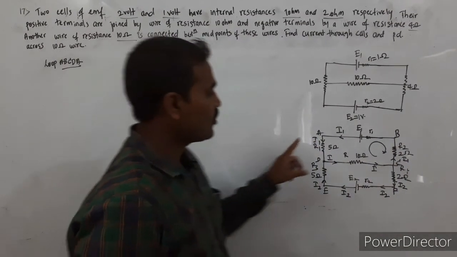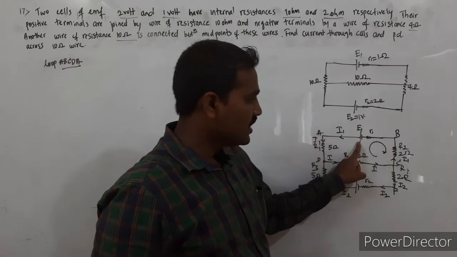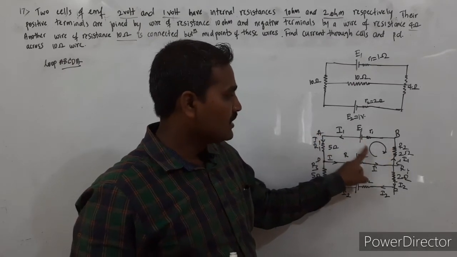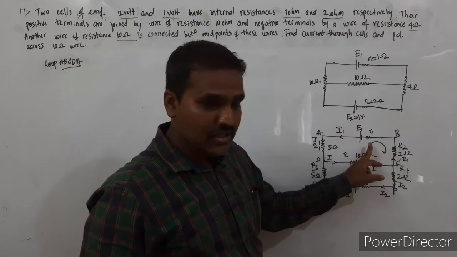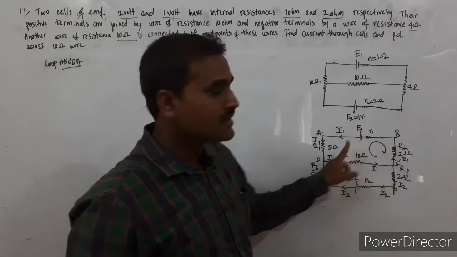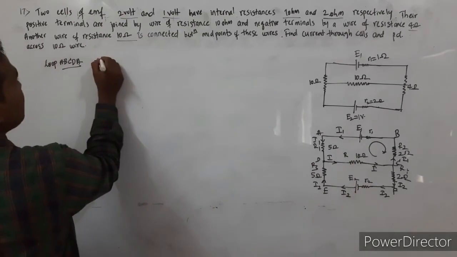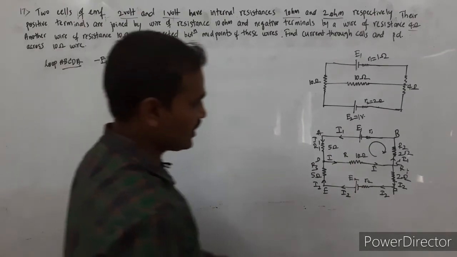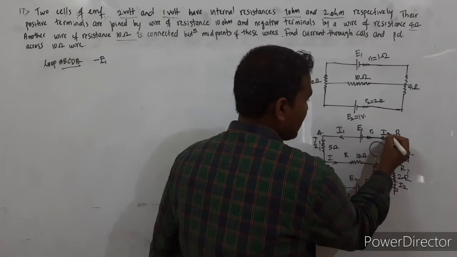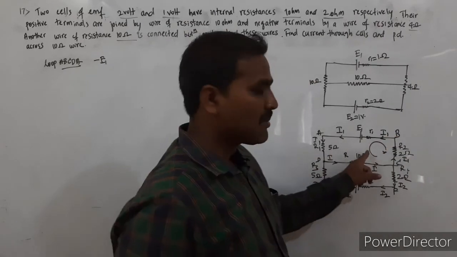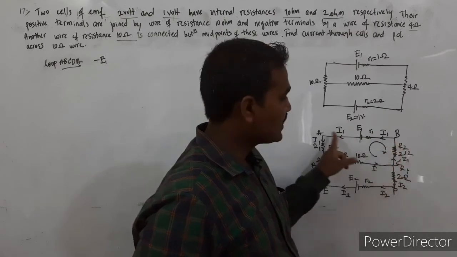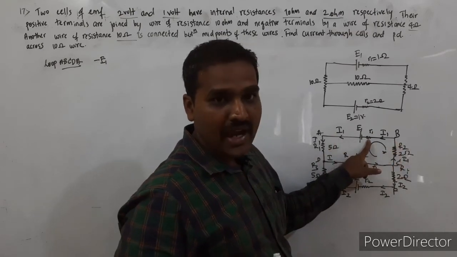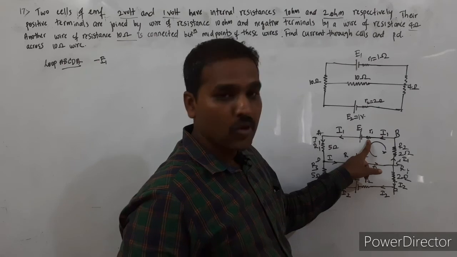Let me move from A to B here. First I have the cell. The assumed direction of electric current is from higher potential to lower potential. So this EMF I have to take as a minus. So I can write it as minus E1. And there is current moving from B to A here, but I am assuming the direction is from A to B. So the actual current is moving in the opposite direction. So the potential drop at this resistor will be positive.